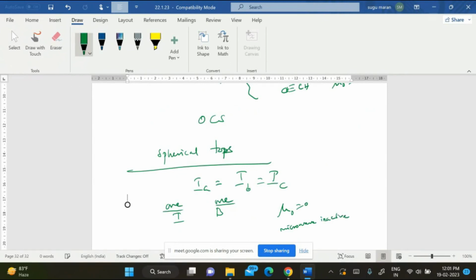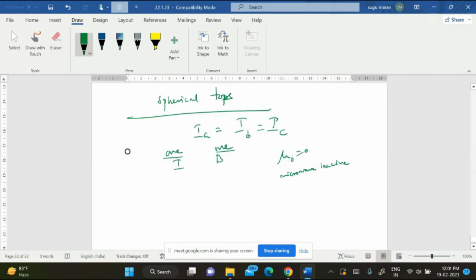Generally in point group classification, the special case molecules are the tetrahedral, octahedral, and icosahedral molecules. These generally belong to the spherical top molecules. If they have a permanent dipole moment and this type of moment of inertia, they behave as a linear molecule, like a normal diatomic molecule. But most of these molecules are symmetric in terms of moment of inertia, so most of them are microwave inactive.